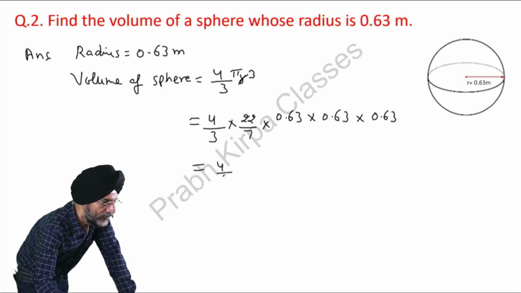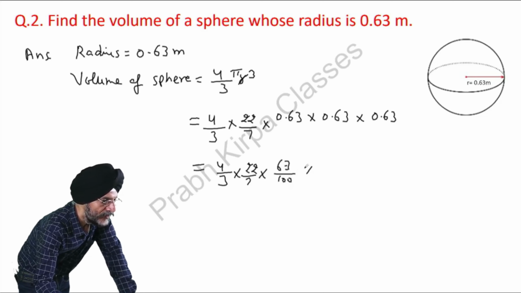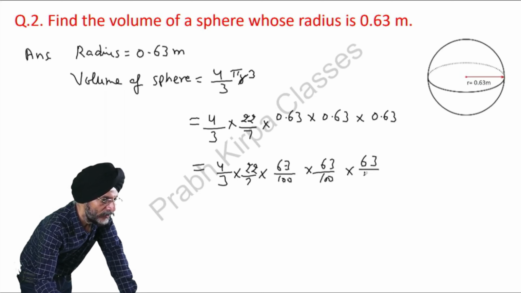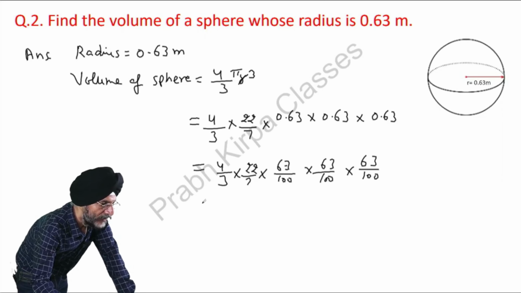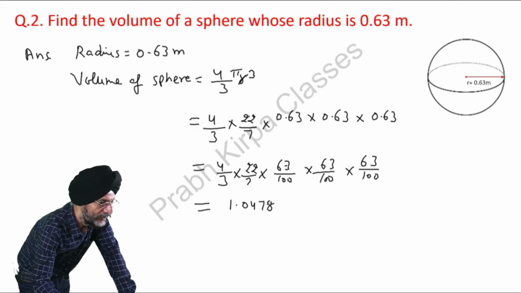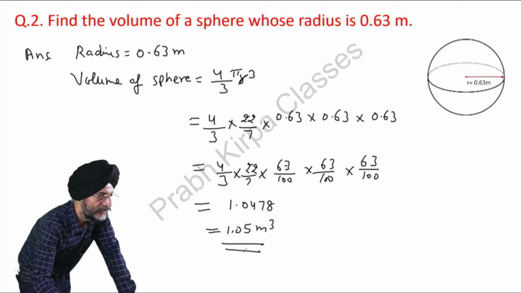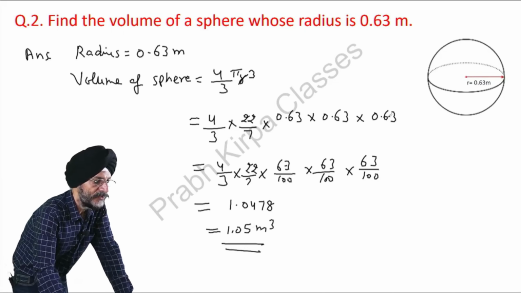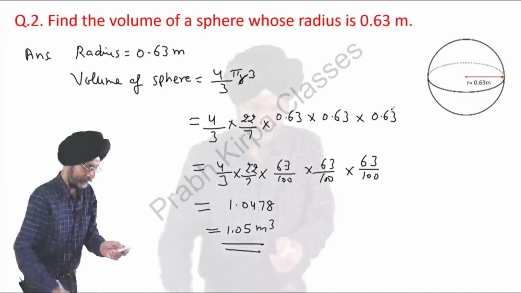So 63/100, 63/100, 63/100. And when we solve all this, we will get 1.0478 or 1.05 cubic meter. This is the volume of sphere whose radius is 0.63 meter.